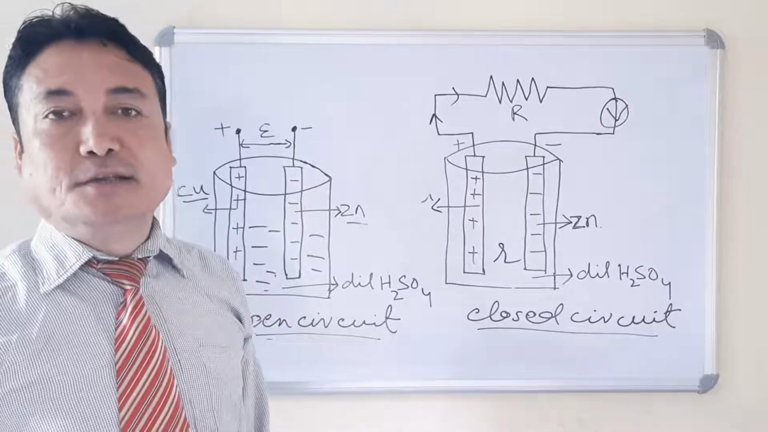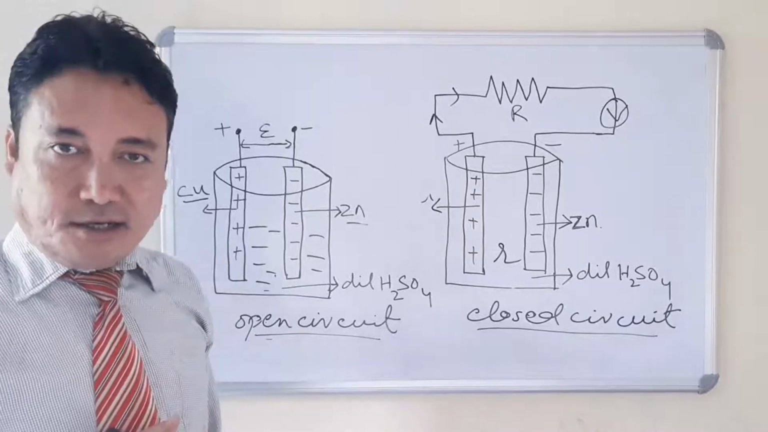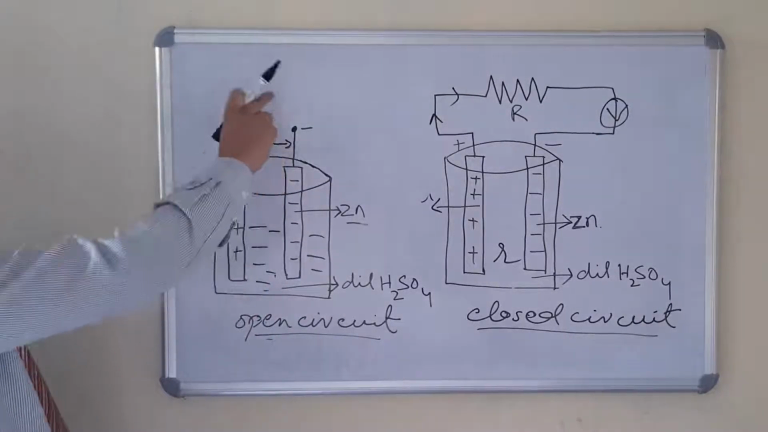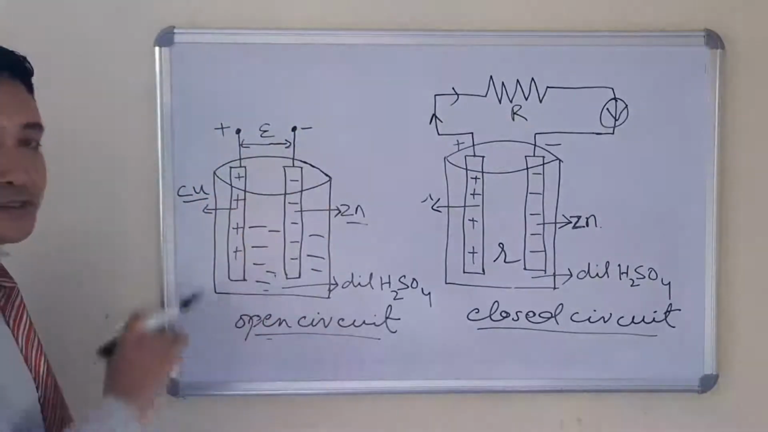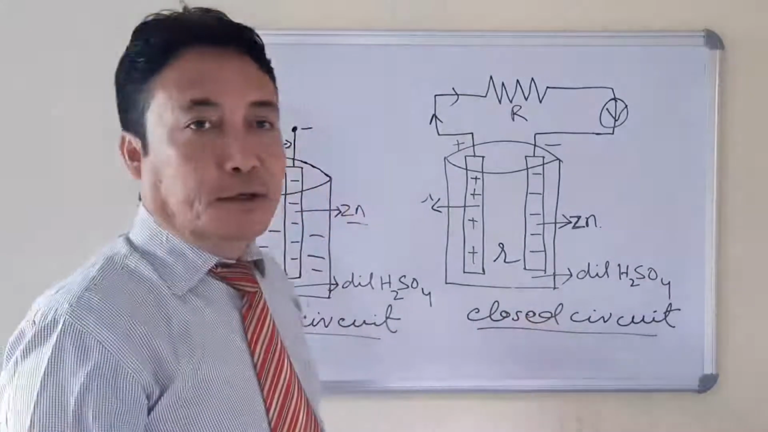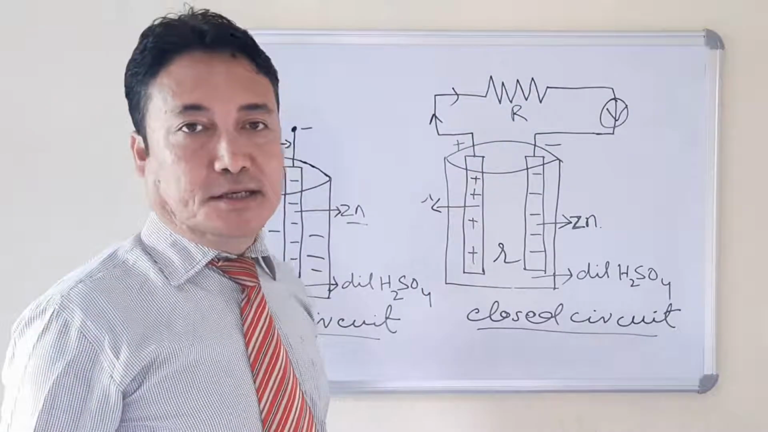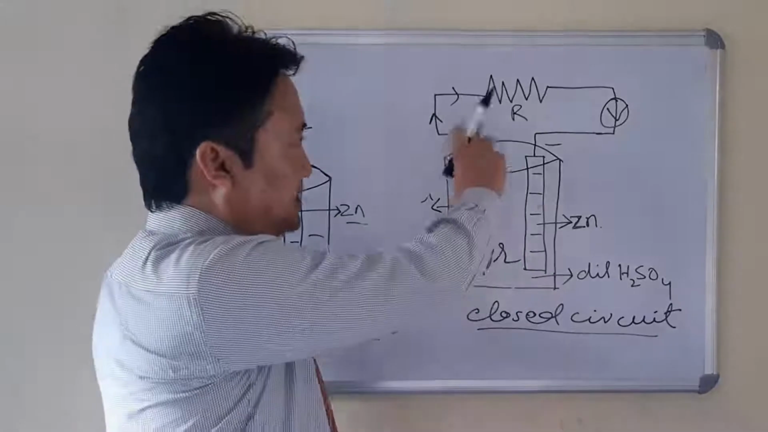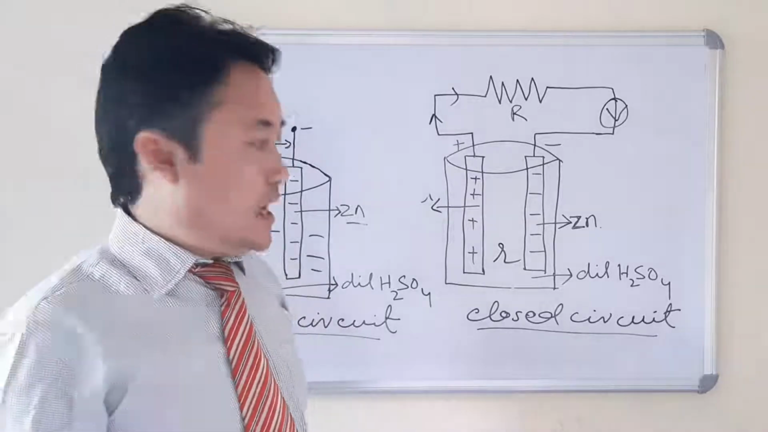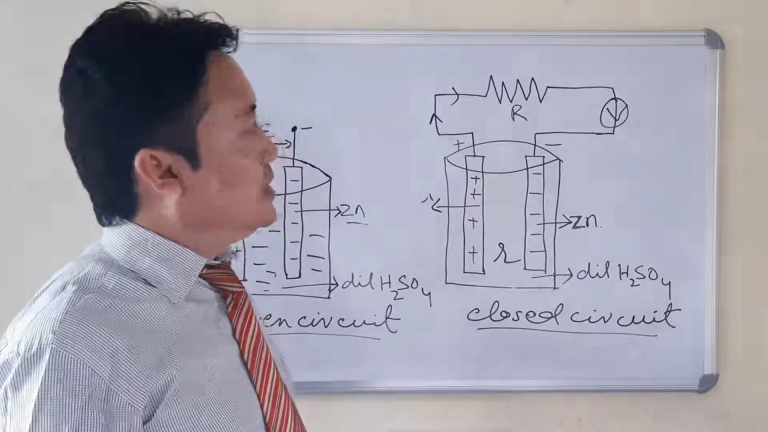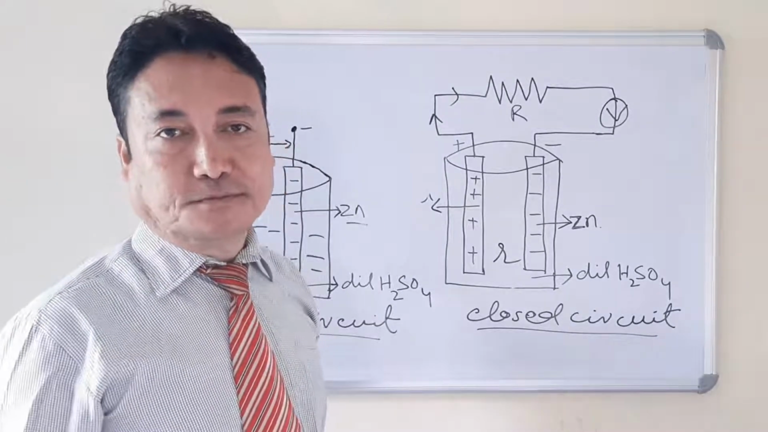So, in an open circuit, there is no flow of current, since the cell is not connected with the external circuit. You can see here the two terminals of the cell are not connected with the external circuit. So no current is drawn, and this is an open circuit. Second, when the terminals of the cell are connected with the external circuit, the current will flow, and the circuit is said to be a closed circuit. So in a closed circuit, the current flows, and in an open circuit, the current cannot flow.